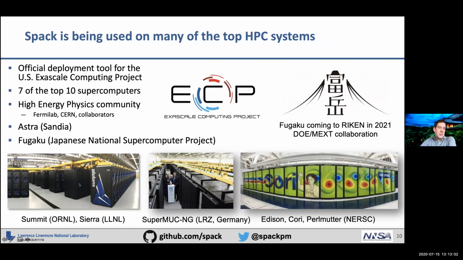Spack's been used on Summit at Oak Ridge. The Oak Ridge folks build about 1,300 packages on that system with Spack. They can rebuild it overnight or in a few hours. And Spack has really sped up the deployment there. Livermore uses it on Sierra, and then machines like SuperMUC NG in Germany use Spack as well. So we have a lot of the big machines, in addition to the more small commodity HPC systems.